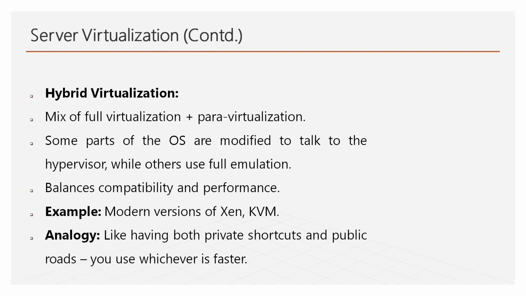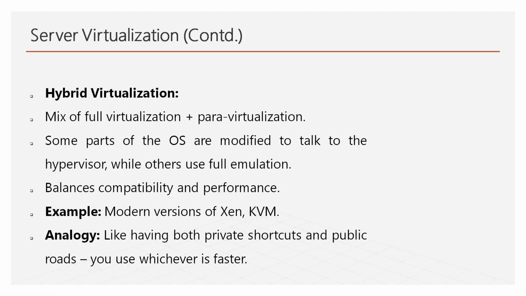The last type is hybrid virtualization. It is a mix of full virtualization plus para virtualization. Here some parts of the OS are modified to talk to the hypervisor while others use full emulation. As we discussed in operating system virtualization, the operating system is divided among multiple users, but in hybrid virtualization some parts of the operating system are divided among users while some parts use the hypervisor. So the mixed concept used is full virtualization as well as para virtualization. A modern version is Xen KVM.